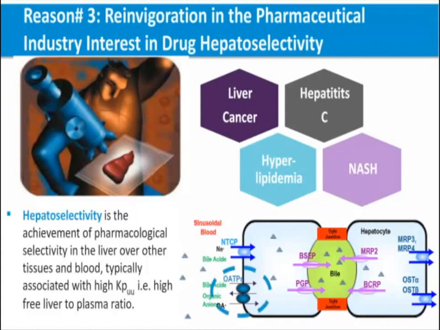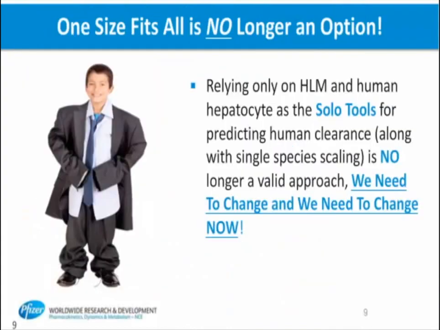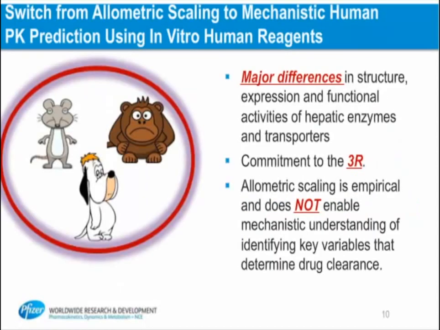Now, based on all of these things, I think you may agree with us that we need to change. This approach of one size fits all is no longer an option. To keep putting all the investment in human liver microsomes and hepatocytes as a driver for us to put clearance in perspective should change, and it should change now.